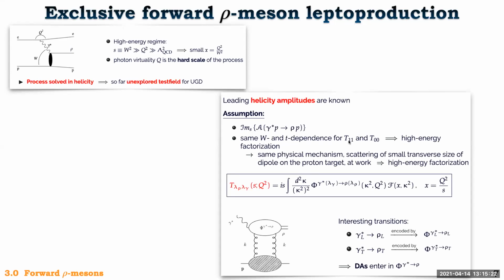and then we have the same W and t dependence for both the transversely polarized and the longitudinally polarized helicity amplitudes, and we can expect that the same high-energy factorization mechanism is at work. So the scattering of a small transverse-size dipole on the proton target, and in this approximation we can write the helicity amplitude for a given polarization of the photon and of the rho-meson as a high-energy convolution between an impact factor and the unintegrated gluon distribution, which is expected to be universal and does not depend on the process. While in this case the distribution amplitudes describing the production of the rho-meson are encoded inside the impact factor, and we are sensitive to this helicity transition, longitudinal to longitudinal and transverse to transverse.